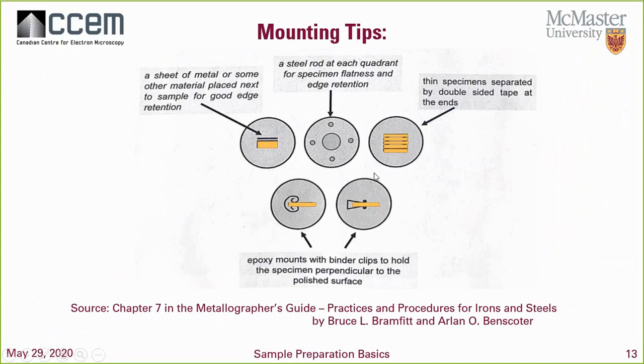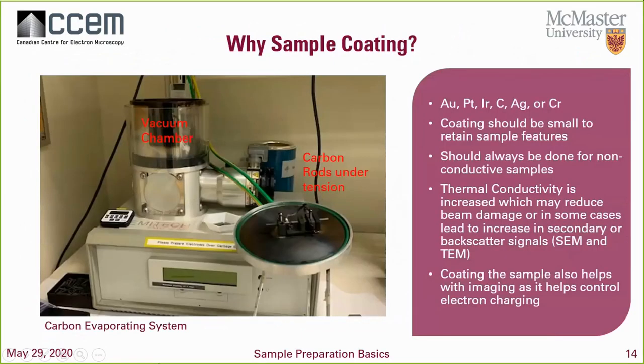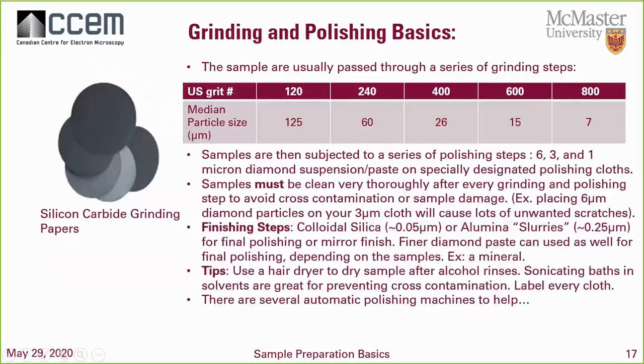Let's say your silicon wafer, your semiconductor, is thin. You can mount multiple of them like this and look at the cross section. You can also do the CP polishing here.